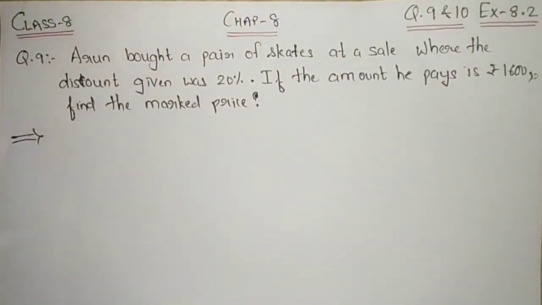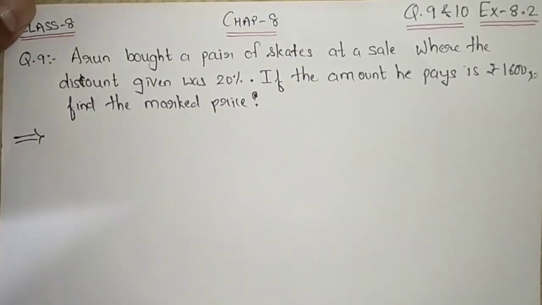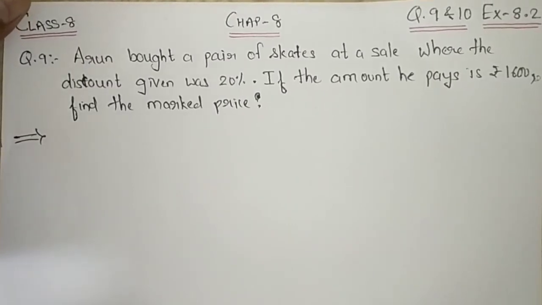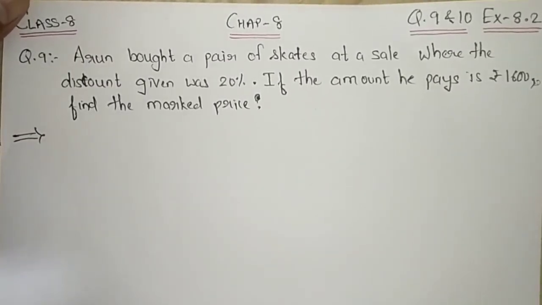Good morning students. Today we are going to start question number 9 and 10 of exercise 8.2. Question number 9 says Arun bought a pair of skates at a sale where the discount given was 20%.